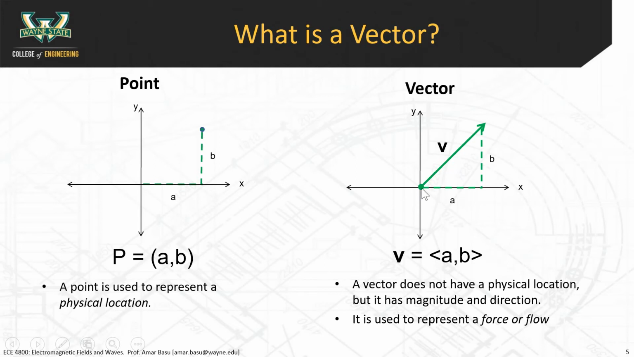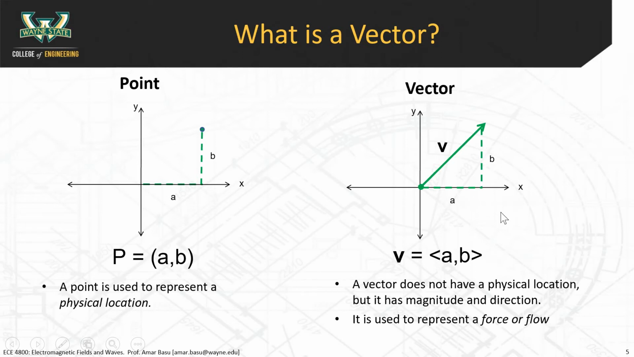The vector has, in this case, two components, because we are looking at just a two-dimensional Cartesian system, where the vector has an x component and a y component. All right, here with the point, we say A is the x coordinate and B is the y coordinate. Here we say the x component is A and the y component is B.